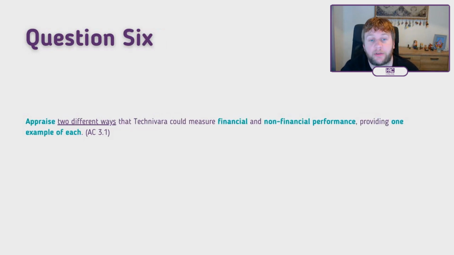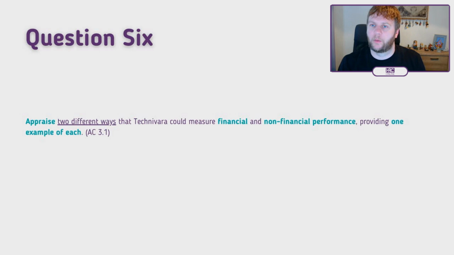Question 6, appraise 2 different ways that Technivara could measure financial and non-financial performance, providing one example of each. Financial performance, money in the bank. Non-financial performance, staff engagement surveys. Sickness, recruitment, retention. All these are non-financial performance metrics. So think about different ways that you would track financial performance and non-financial. Sales, income, profit, recruitment fee paid per year. These are all the different things that are money.